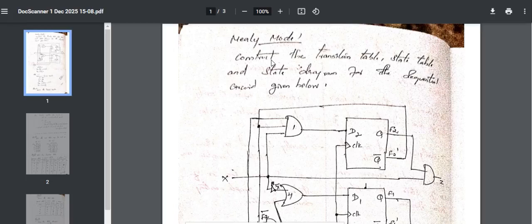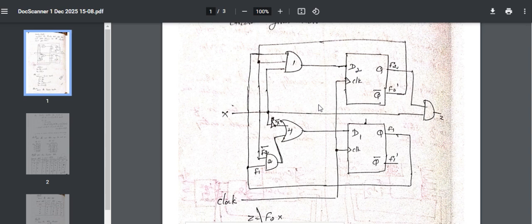Today's topic is the Mealy model. We are going to design the Mealy circuit, the Mealy state diagram, from the circuit given below. The question is: construct the transition table and state diagram for the sequential circuit given below.